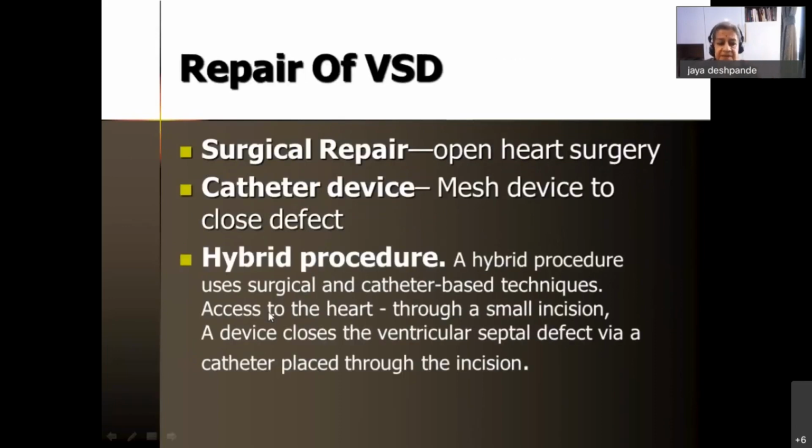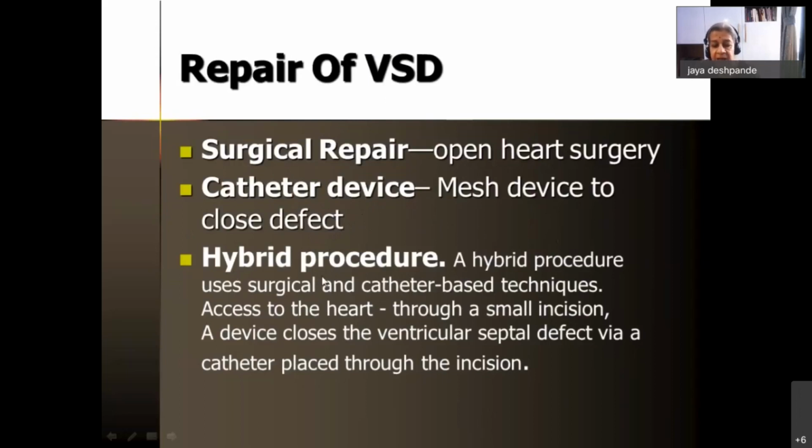How do you repair VSD? Of course, the standard method so far generally has been surgical repair, open heart surgery. You put a patch which closes the defect. However, today it is the day of catheters. So you can use catheter devices, either a mesh device to close the defect, or you can use even the Amplatzer type of devices to close the defect. It is a little more difficult than repairing an ASD.